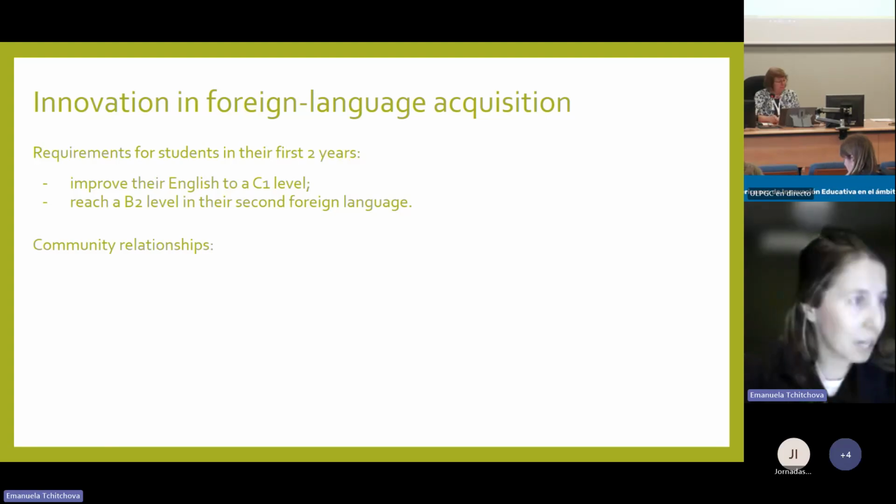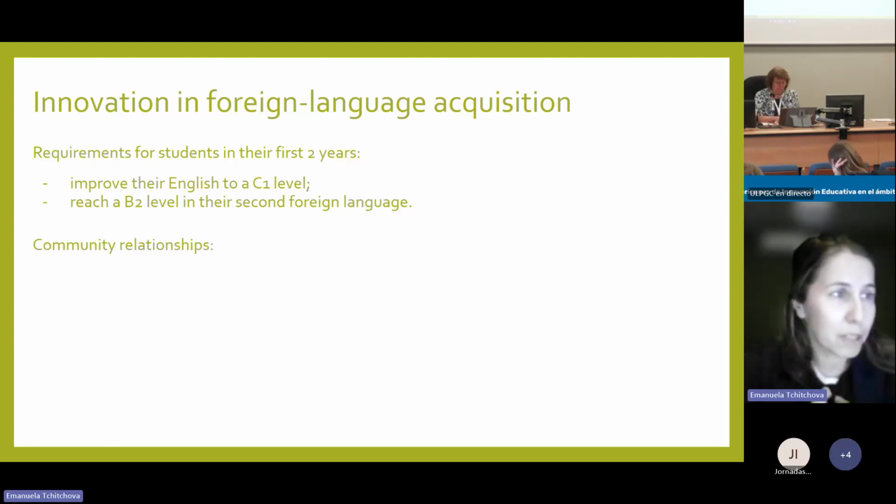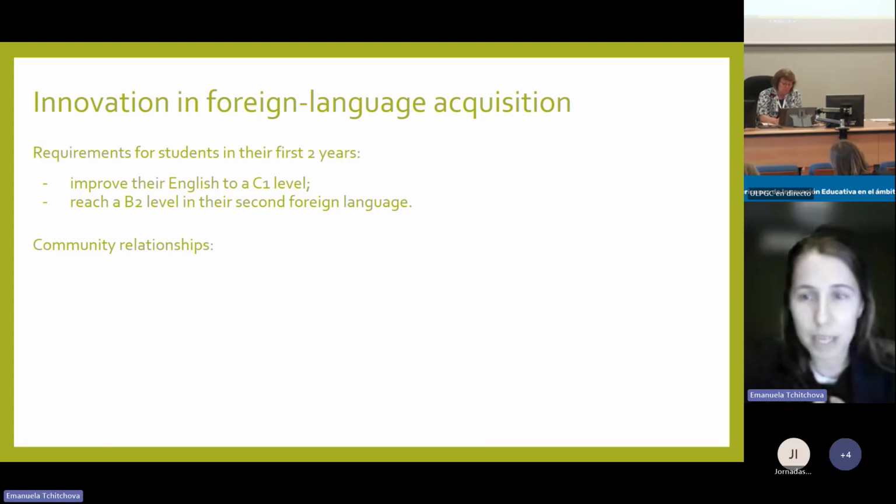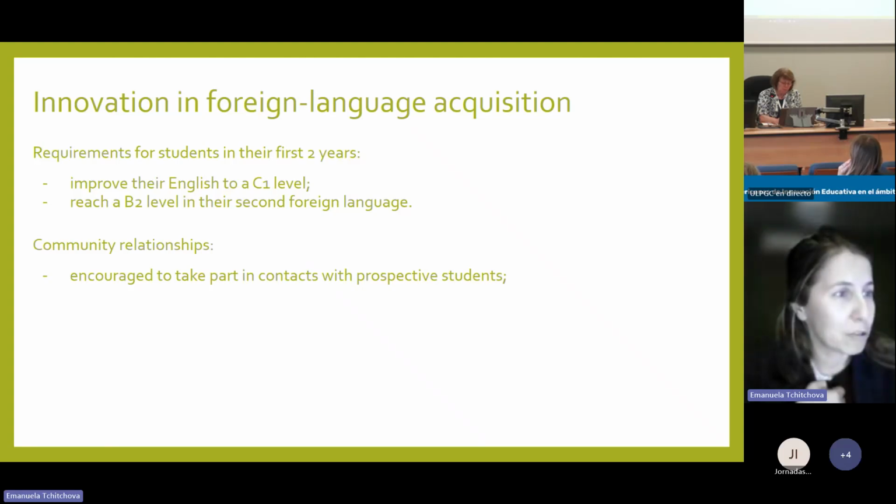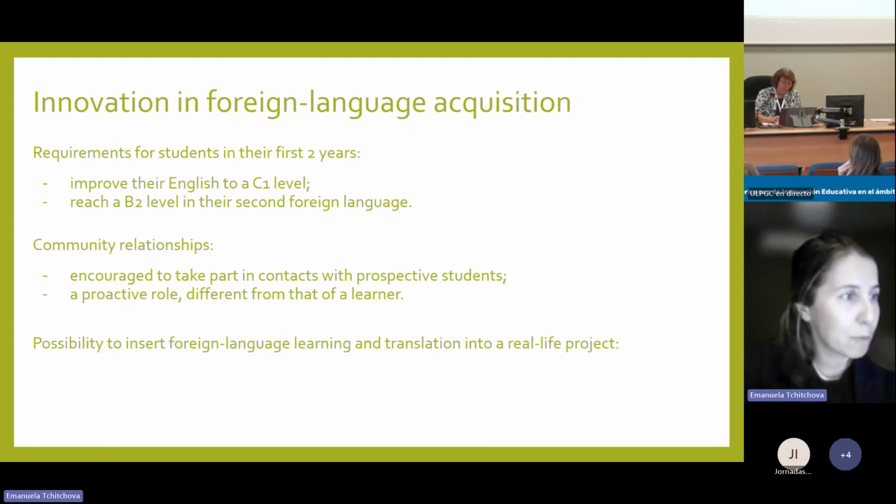At the same time, current students are encouraged to take part in contacts with prospective students, thus bringing a steady influx from high school students in the bachelor programs of the university. Contrasted to their learner's role, this new role is much more proactive and it changes their learning process as well. It was possible to bring together foreign language learning and translation skills in a real-life project thanks to the competition. Students were required to design tasks for it and then to evaluate the participants' works.